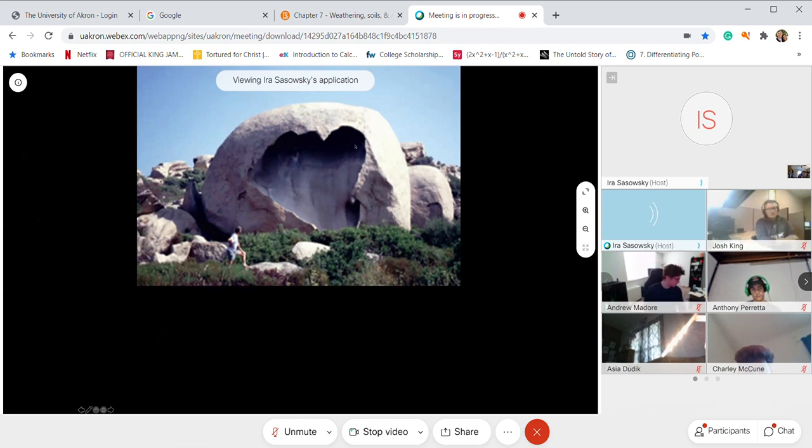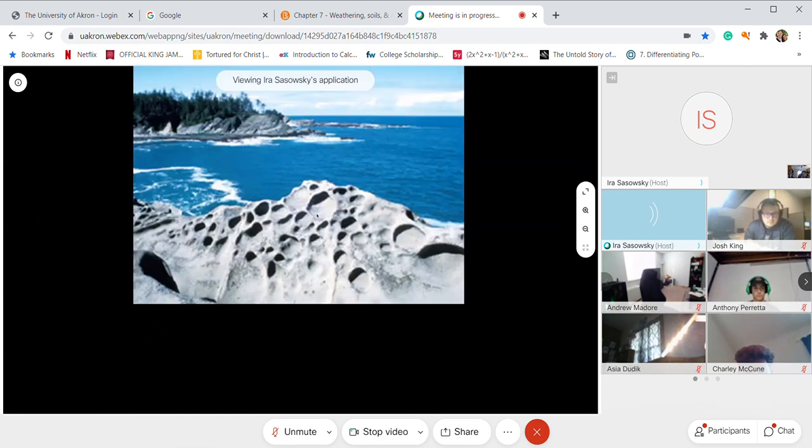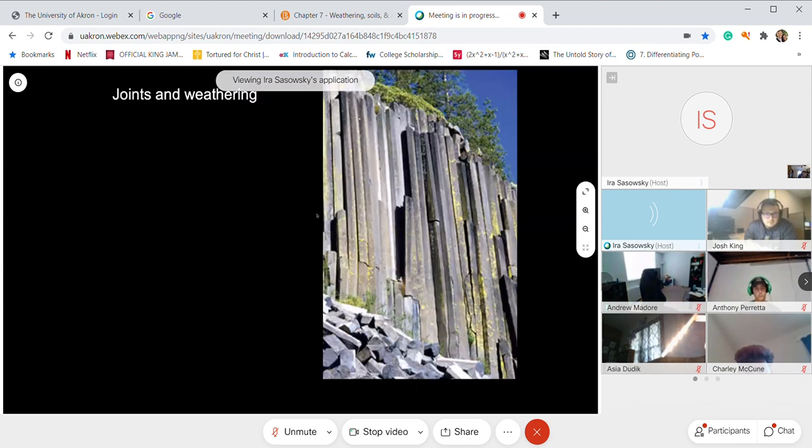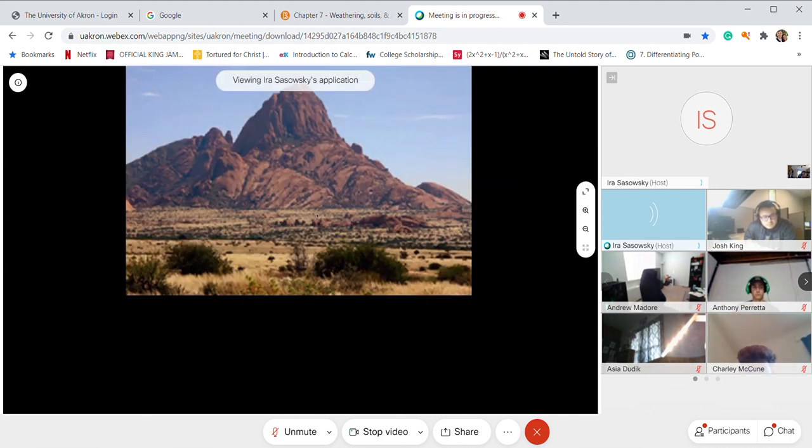This honeycomb weathering, which is a little bit small, there's a lot of examples of this in the metro parks in Summit County. This particular one is a coastal example from Oregon. The joints can come into play directly. This is Devil's Postpile National Monument in California. And so we get the talus that forms at the bottom there, and then the vertical cliff face.